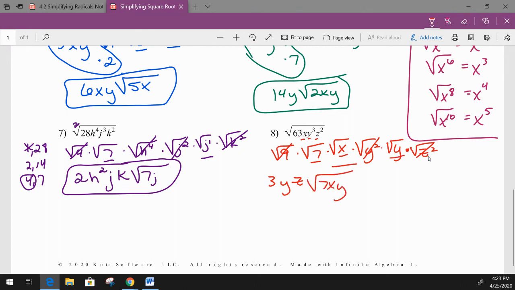All right, so I hope that helps you with simplifying your square roots.